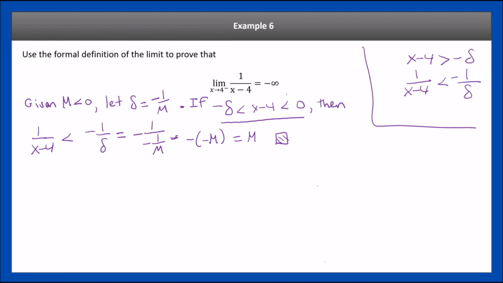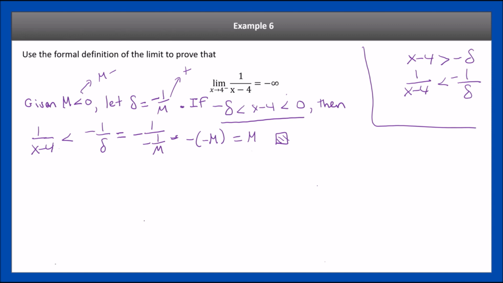Now, just letting you know that delta is not negative here, right? This is negative 1/m, but delta itself is not negative, because m, we said, is negative, right? So m is negative because m is less than 0. So that means this expression here has to be positive, right? So it's important that you understand that delta has to be a positive number when you're doing these limits. So delta being positive here makes sense because m is negative. All right, so that is the end. We've shown that it's less than m.